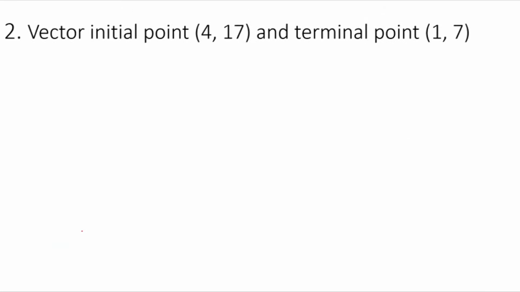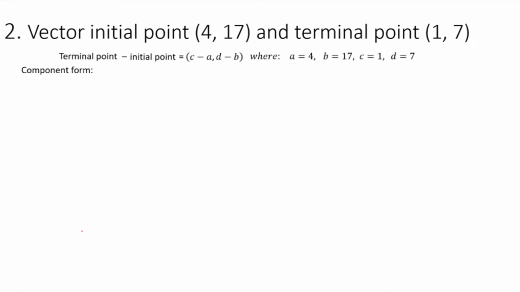Second problem, we have the vector initial point, which is 4 comma 17, and the terminal point, which is 1 comma 7. So finding the component form again, take the terminal point minus the initial point, which gives c minus a, comma d minus b, where a in this situation would be 4, b would be 17, c is 1, d is 7. So we have 1 minus 4, 7 minus 17. That's what you get from subtracting them. In this case, you have negative 3, comma negative 10.